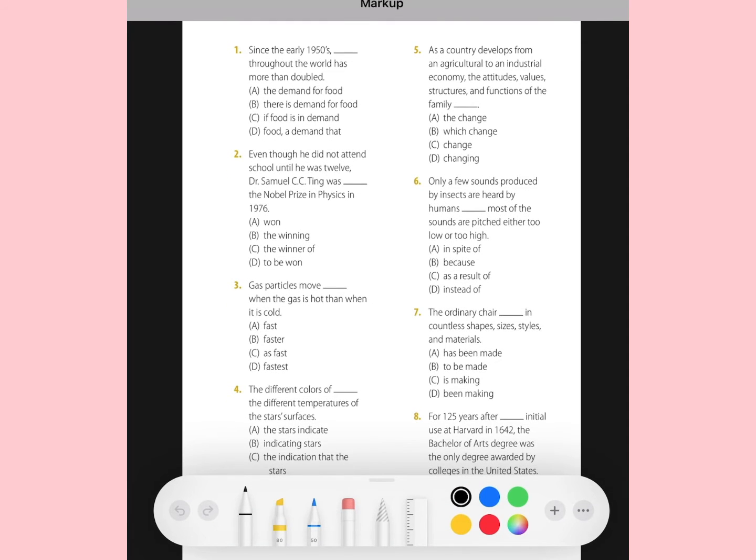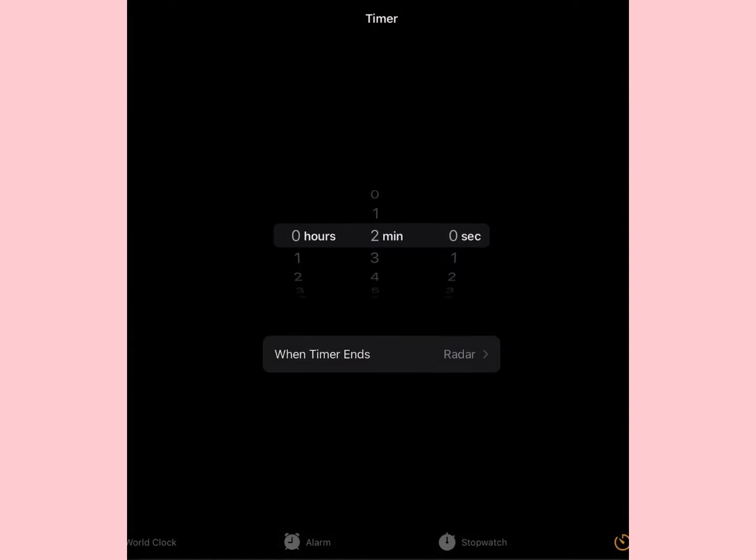Alright, are you ready to work on these questions? Okay, I will set a timer for you. We're gonna have 2 minutes to do these questions. Are you ready? Alright, let's get started.